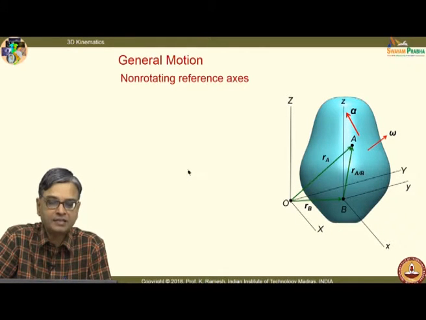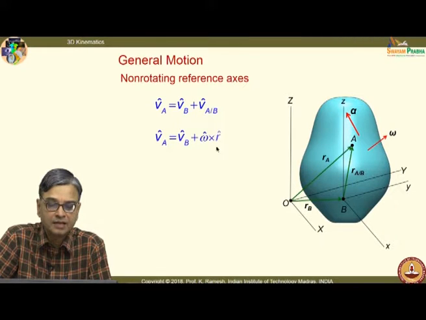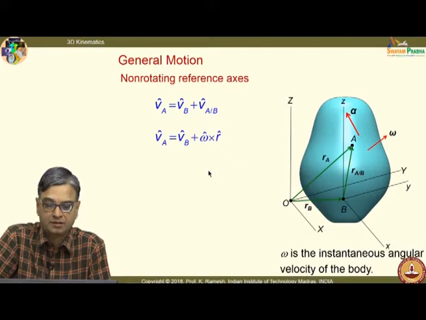And whatever expressions we have developed, we had V_A as V_B plus V_A with respect to B, and the expressions we have learned for circular motion again apply. Here the vectors have 3 components, and omega is the instantaneous angular velocity of the body, and r is the position vector r of A with respect to B.